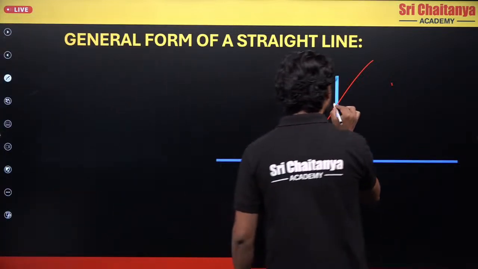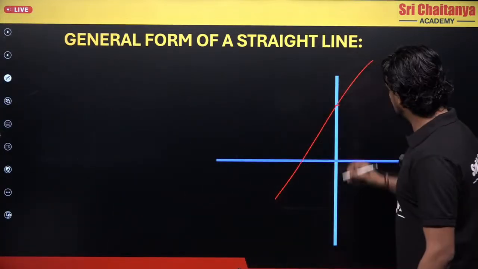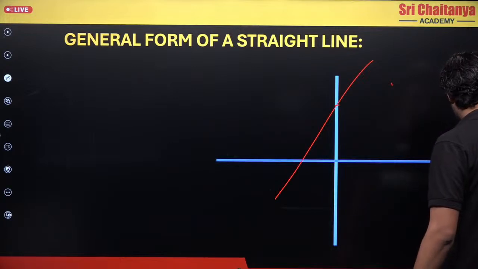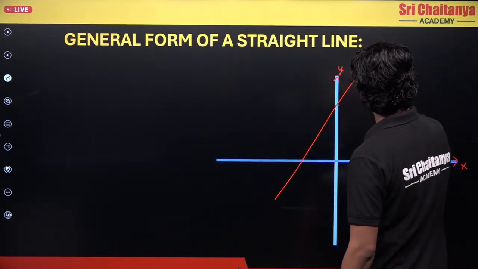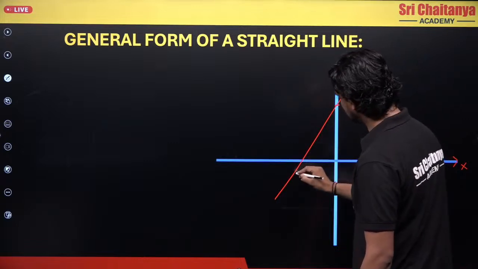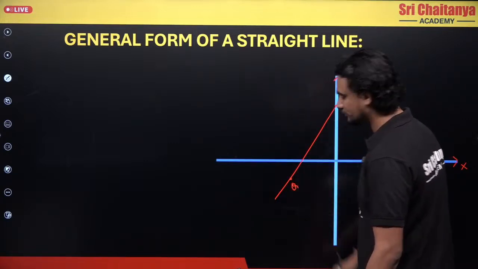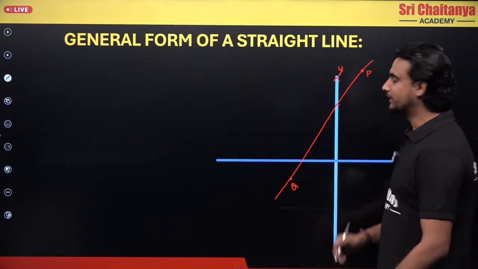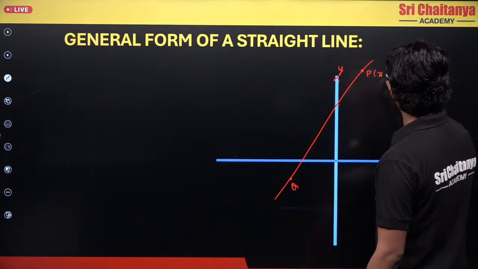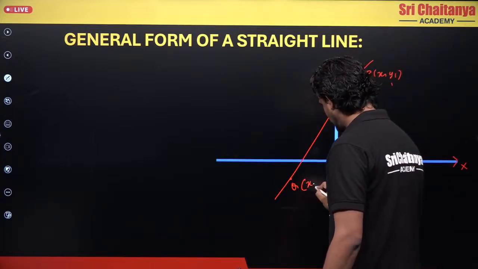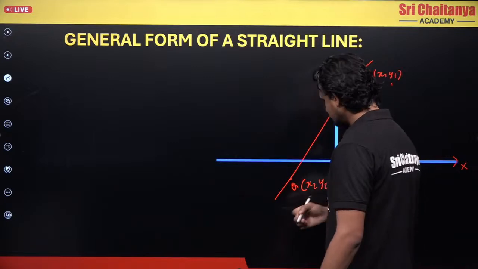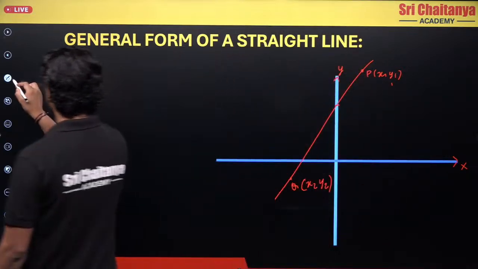Now, this is my x-axis, this is my y-axis, and this is my straight line. Let's say it is passing through 2 points P and Q, and I'm naming the points. Let's say this point has location x1, y1, and this point has location x2, y2. Correct?